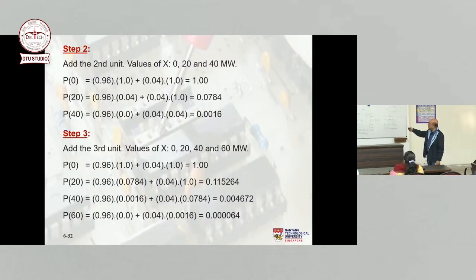Then unavailability times P prime of X minus C. X is 20, C is, sorry, C is also 20. 20 minus 20 is 0. P prime of 0 according to initial conditions is 1. Okay, so that's what it is.